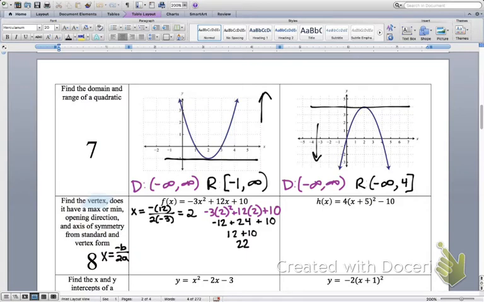My y value ends up being 22. So my vertex is (2, 22). Now I'm asked the question, does it have a max or min? What is the opening direction? So we look at the a value. In this case, my a value is -3. The most important part being that it's negative. So that means it's sad, it's going to open down, therefore it has a maximum.